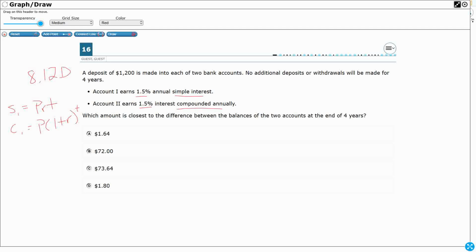Okay, so let's start with our simple interest. Simple interest is going to be this. Principal, $1,200, and that's it. There's nothing else on top of that. It's just the 1,200 bucks. What's my rate? 1.5%. I need to turn that into a decimal, so move the decimal over twice. I actually get 0.015. Okay, that's 1.5%. And then what is my time? 4 years.